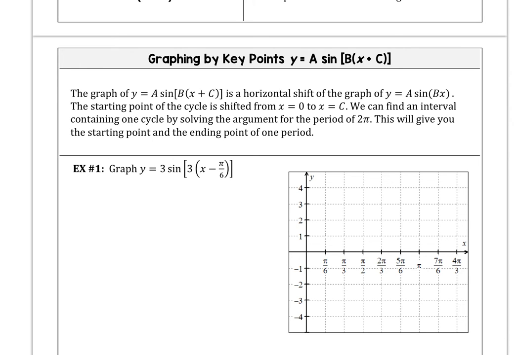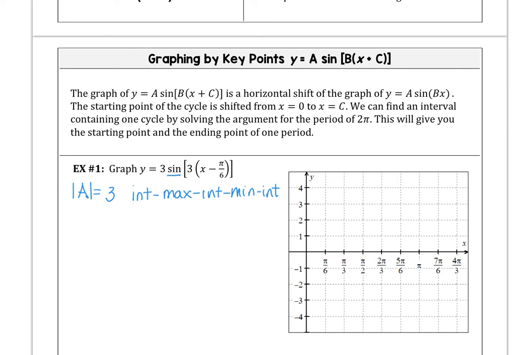In example 1, we have y equals 3 times the sine of 3 times the quantity x minus pi over 6. So first we want to know the amplitude. So our amplitude is 3 in this case, and the function is a sine function. So our key points are going to be in the pattern of intercept, maximum, intercept, minimum, and finally intercept.